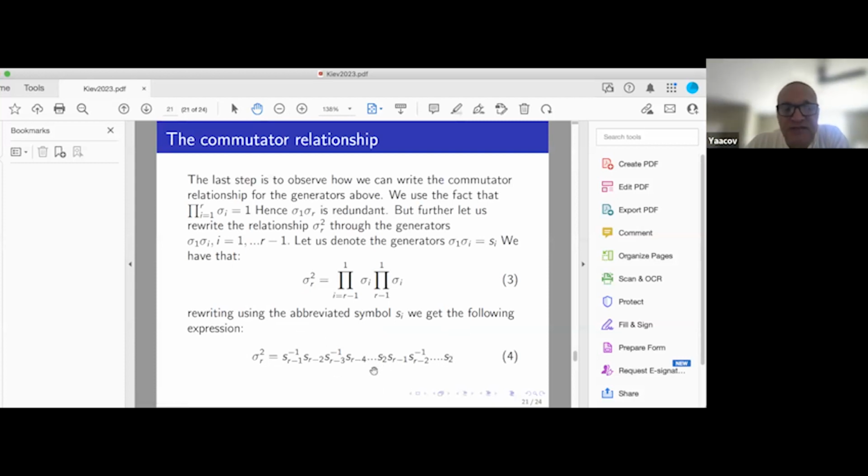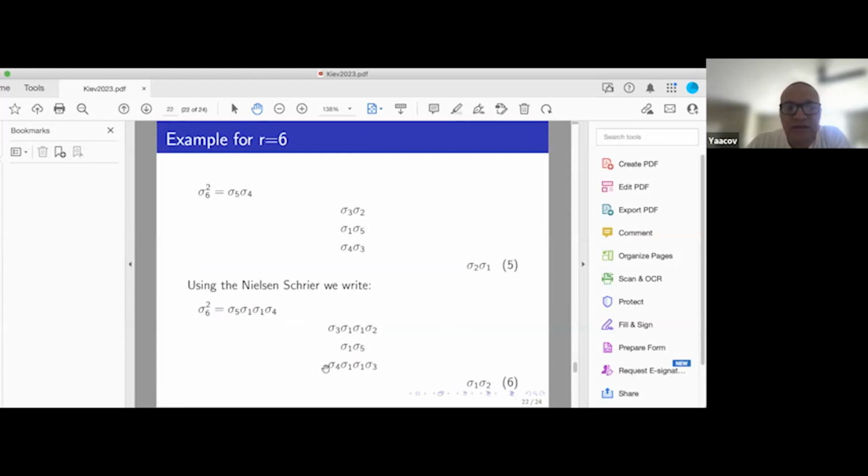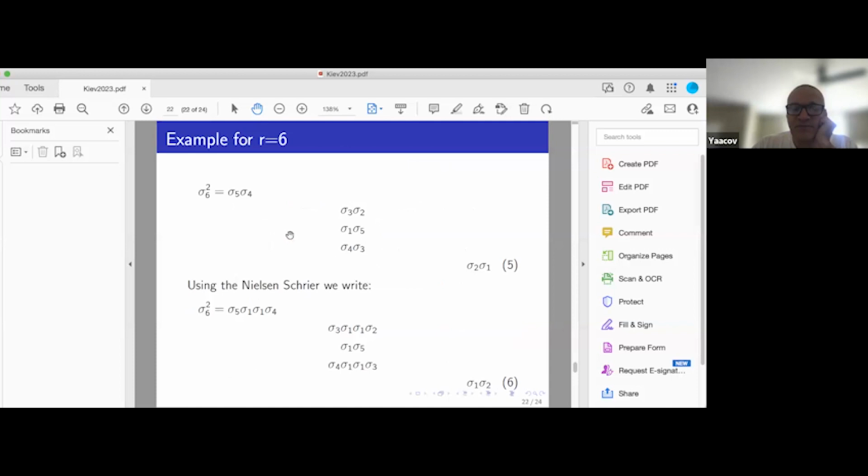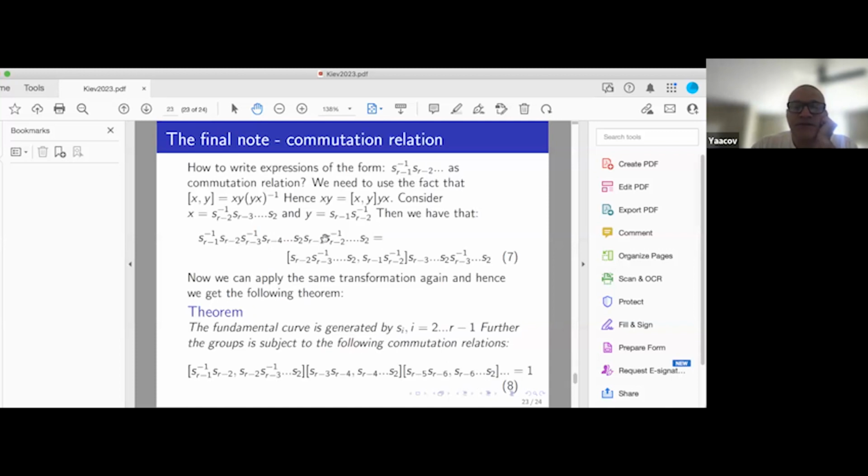How do you take this expression and turn it into a commutation relation? Well, that's the end of the story. How to write an expression of this form as a commutation relation? We need to use the fact that xy equals xy, yx inverse. So you have xy equals xy times yx. And now, in this case, for example, consider x, which equals this, and y, which equals this.